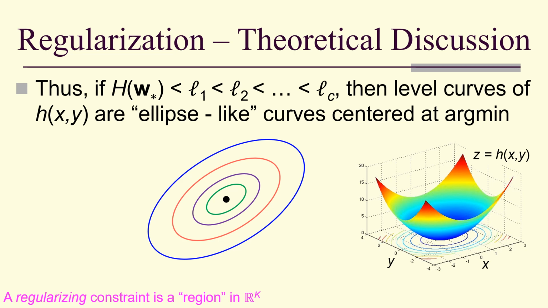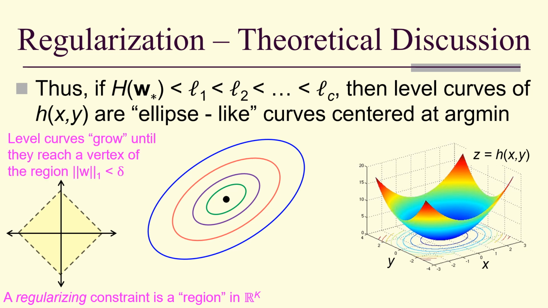Now, a regularizing constraint is actually a region. It's a subset of R^K, which usually has properties like being closed and bounded. So in our case, we were looking at the L1 constraint, and you're going to get some kind of diamond shape. In K dimensions, it will be a diamond shape in any planar slice you take through the origin. And then the level curves are going to grow till they reach a vertex that's in the region.